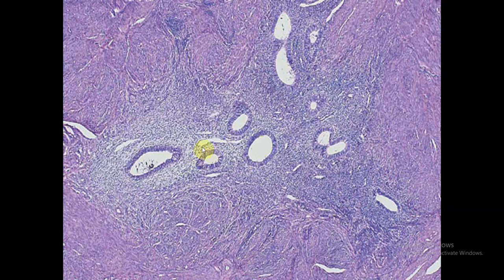This nest of endometrial glands is non-functional, and they are not malignant. These are the glands and this is the stroma seen within the myometrium. This is adenomyosis.